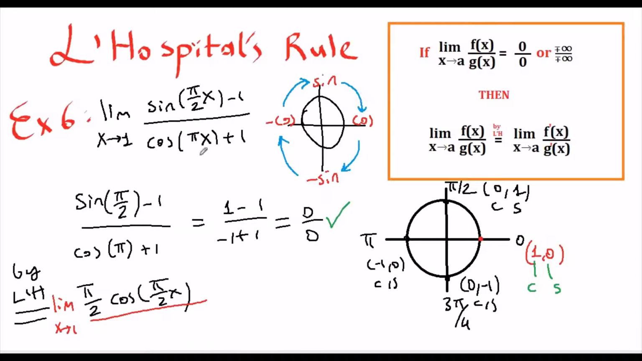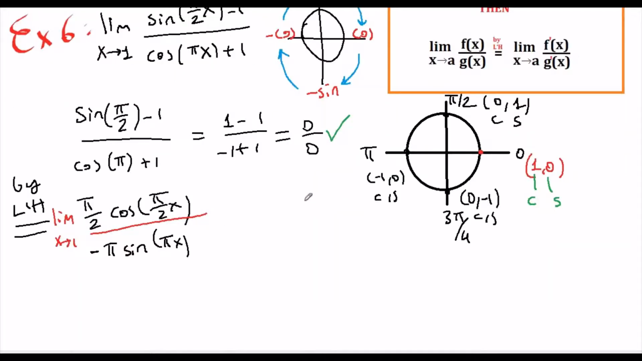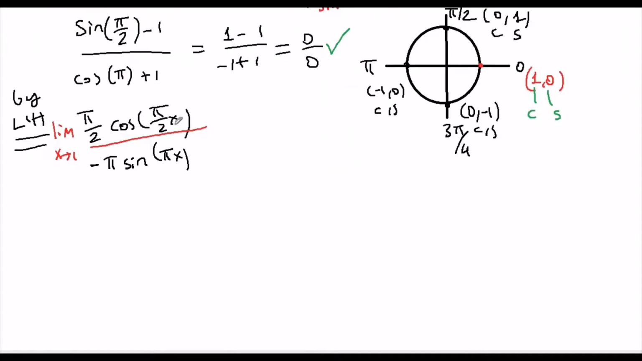And the derivative of the bottom. The derivative of cosine is negative sine, so we have negative sine here. The derivative of the inside function is just pi. And we have sine of pi x using the chain rule. And the derivative of 1 is 0. Now we're going to use this fraction. If we plug in 1, we obtain pi over 2 cosine pi over 2 over negative pi sine of pi.